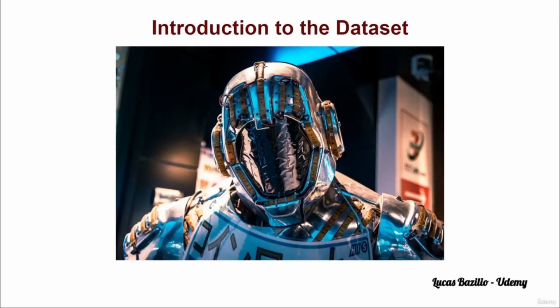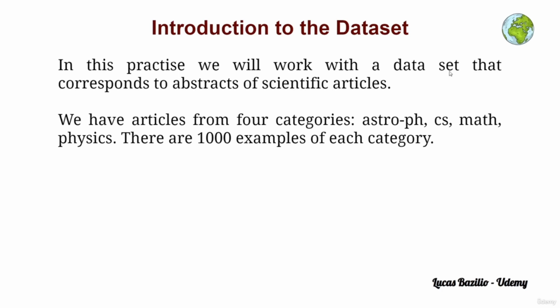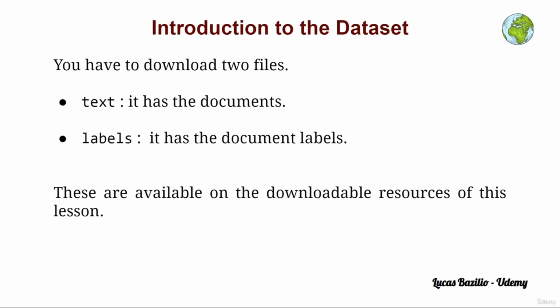Hey everyone, in this lesson we will introduce the dataset that we will work with along this practice. We will work with a dataset that corresponds to abstracts of scientific articles. We have articles from 4 categories: astrophysics, computer science, mathematics, and physics. There are a total of 1,000 samples of each category. So in total, we have 4,000 samples.